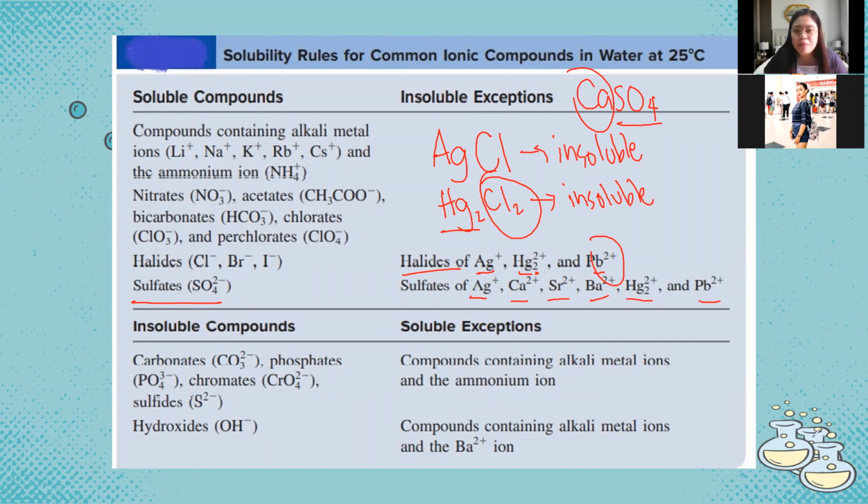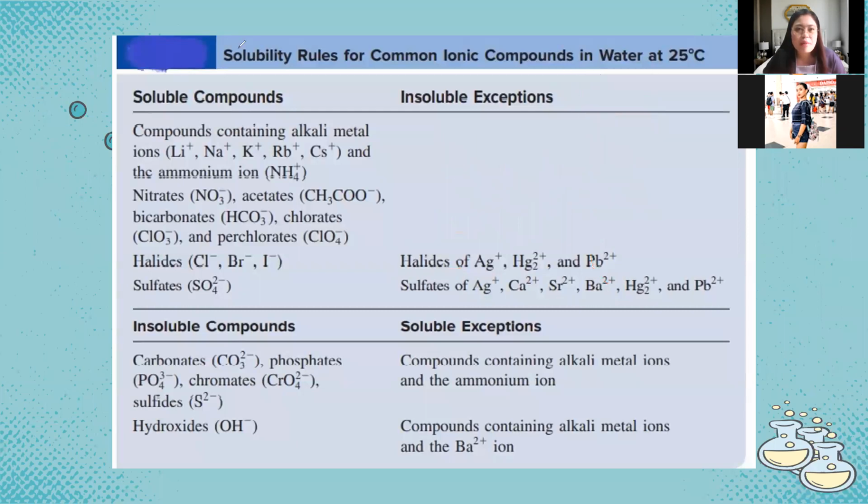Okay? Now, paano naman yung mga insoluble natin na substances? Again, yung mga insoluble naman, ano ba yung hindi talaga na-dissolve sa water? We have here, class, the carbonates. Please do not be confused. The bicarbonates are soluble in water, but the carbonates are not. The phosphates also, chromates, and the sulfides. Do not forget, sulfides are different from the sulfates. The sulfate is the polyatomic ion SO4, while the sulfide is just the sulfur ion.